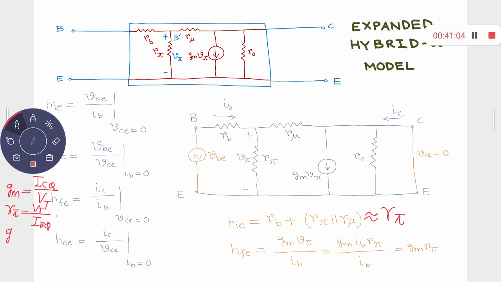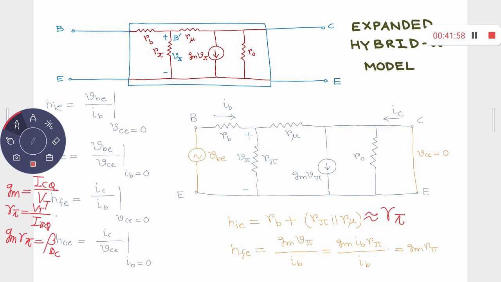So if I multiply GM and R pi, what is that? ICQ upon IBQ. That is your beta DC. And GM R pi is equal to HFE. Hopefully you remember that whenever we discussed BJT biasing, there was one parameter called HFE. So that HFE is equal to your beta, the forward current gain, IC upon IB, that is your good old beta.